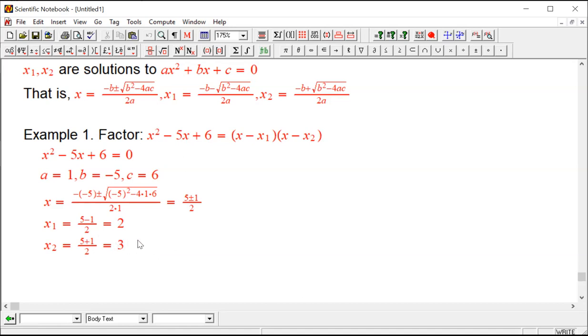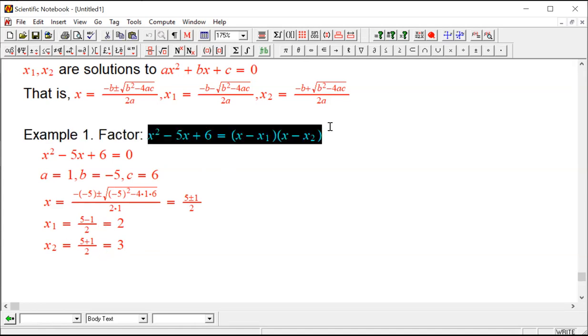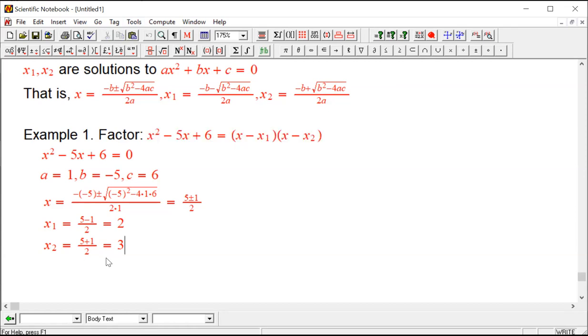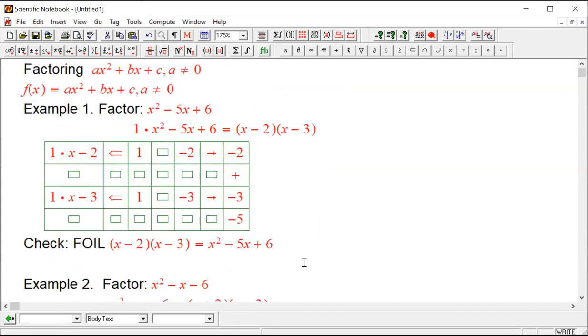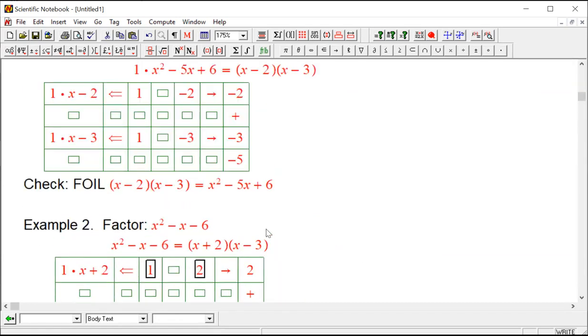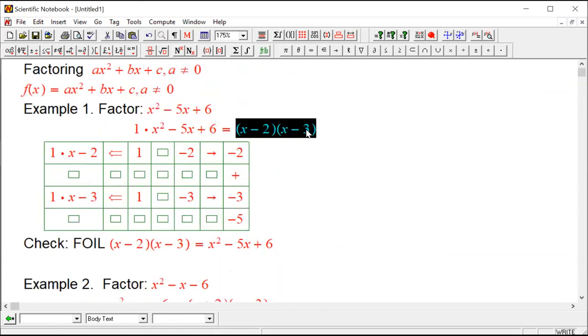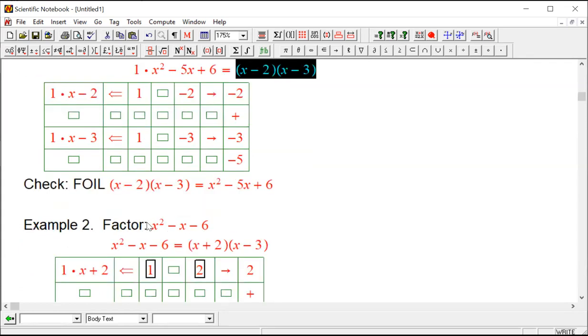So have we found our factors? Well, we just plug in x1 and x2. So this is 2 and that is 3. Have we found the same factors as we did before? Yes, we did. We found the same factors. The second example, it works too, right?